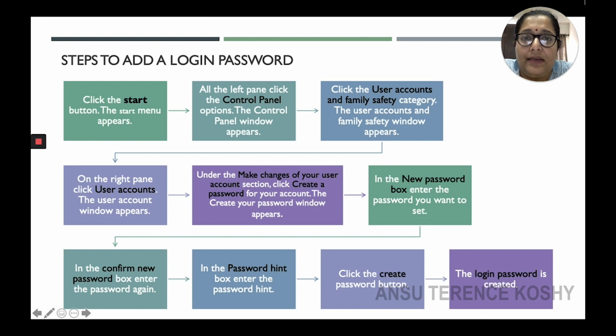From that, when a list appears, you need to click on the control panel option. From the list that comes up, look for the control panel and click on it. The control panel window appears. In that, you have to look for the user accounts and family safety category. Then on the right pane, click on the user accounts.